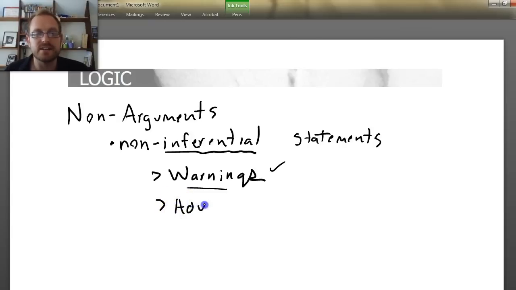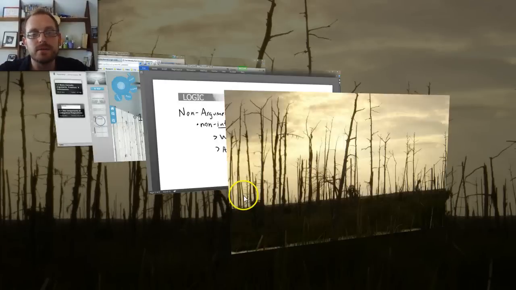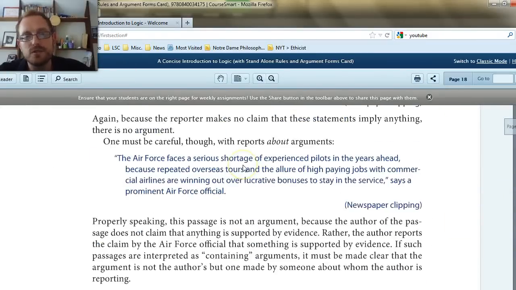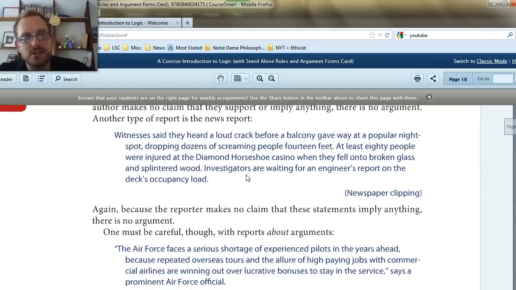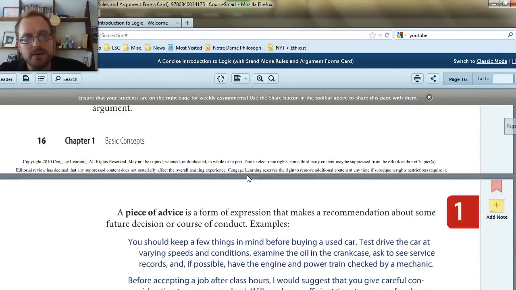Advice is another example here. If someone gives you advice, that's not the same as giving you an argument. Oftentimes, advice can look like an argument, but it's not strictly speaking the same thing. Let me give you an example from the textbook. For those of you watching through YouTube, this is the 11th edition of Patrick Hurley's A Concise Introduction to Logic, and this is section 1.2. Okay, here we are. Advice.